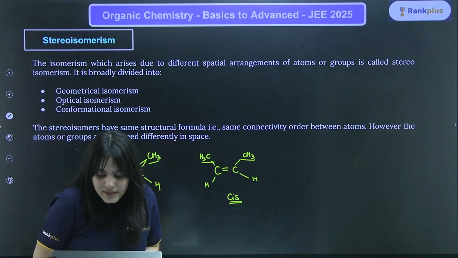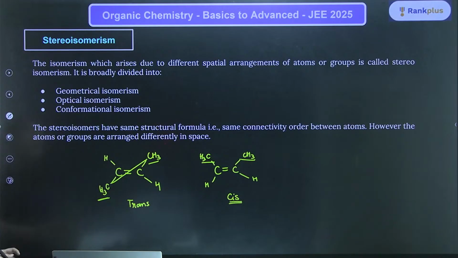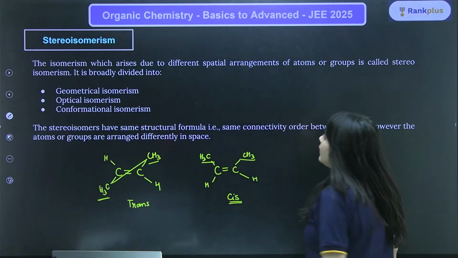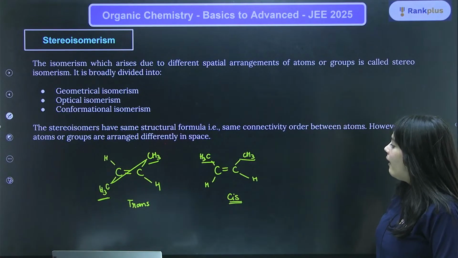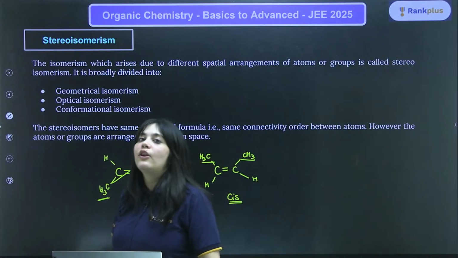Okay? Yes, restricted rotation. Correct. Okay. Now what is happening? Is this clear? This is trans, and this is the cis isomer. The next thing that we're going to talk about is these are called geometrical isomers. Stereoisomers are of 3 types.